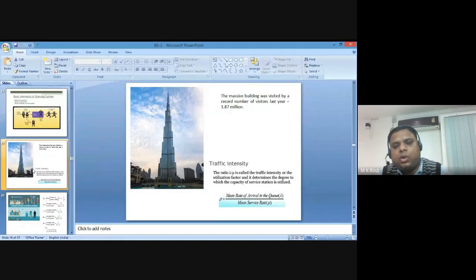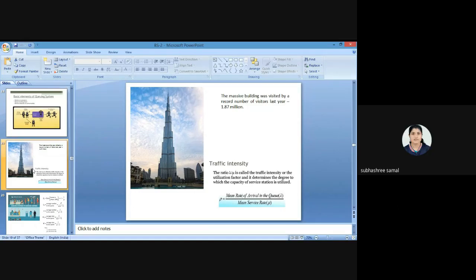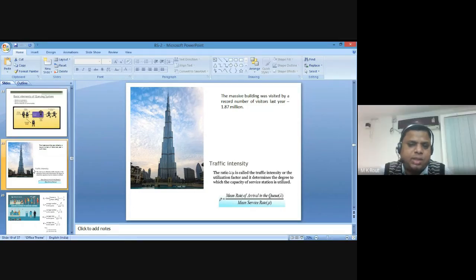So all of you know this particular structure, a man-made structure. This is the world's largest man-made structure. Burj Khalifa? Yes, it is Burj Khalifa. Okay. So how has the Burj Khalifa implemented quantitative techniques for visitors?